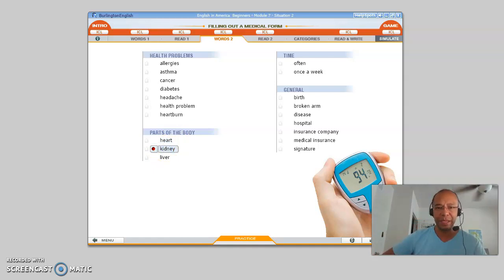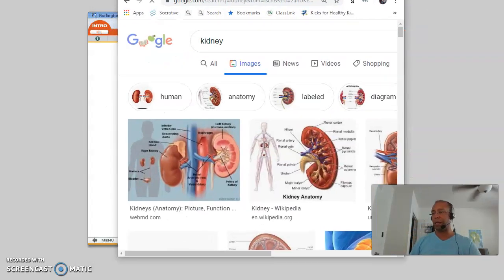Kidney. Your kidneys are very important in your body. It's super important. So let me get you a picture of a kidney so you have an idea where the kidneys are located. This is a kidney, okay?